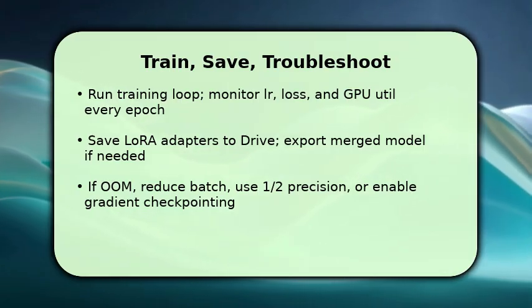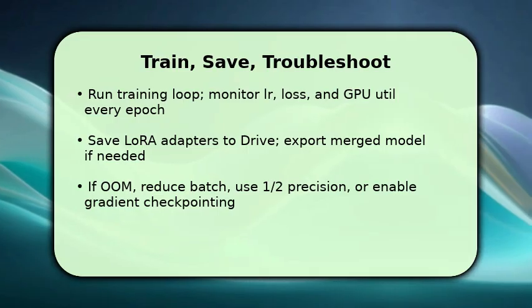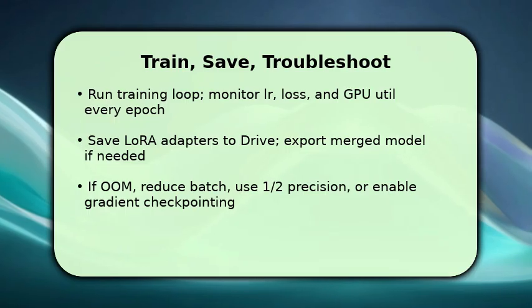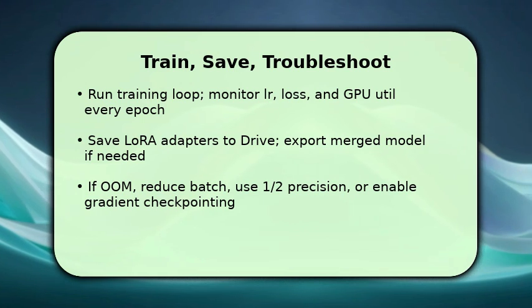If training fails, troubleshoot. If you hit out of memory, lower batch size, switch to half precision, or enable gradient checkpointing. If results overfit, reduce steps or add augmentation. These fixes get you back on track quickly.